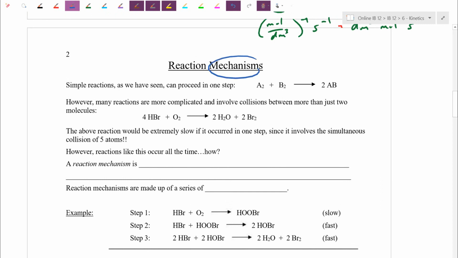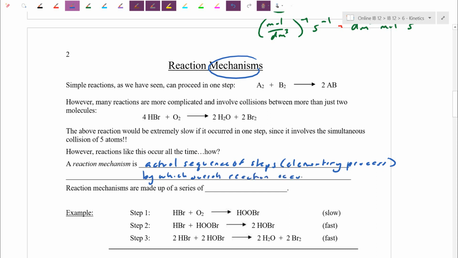A reaction mechanism, actually they list the definition for you here. A reaction mechanism is the actual sequence of steps. We're going to call each of these steps here an elementary process or an elementary reaction. Elementary means the basic. The actual sequence of steps by which the overall reaction occurs.